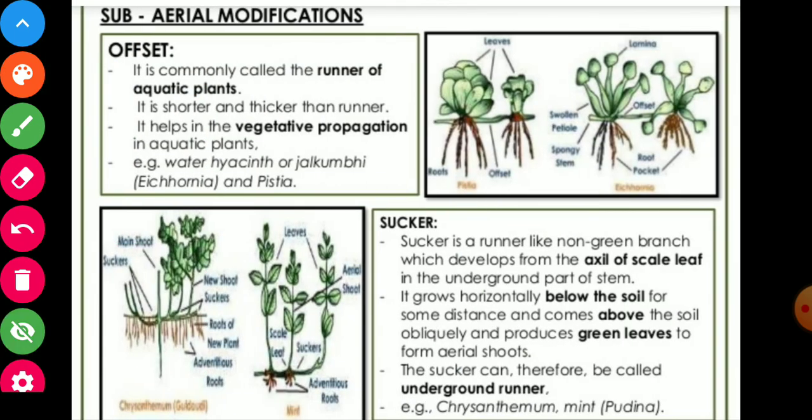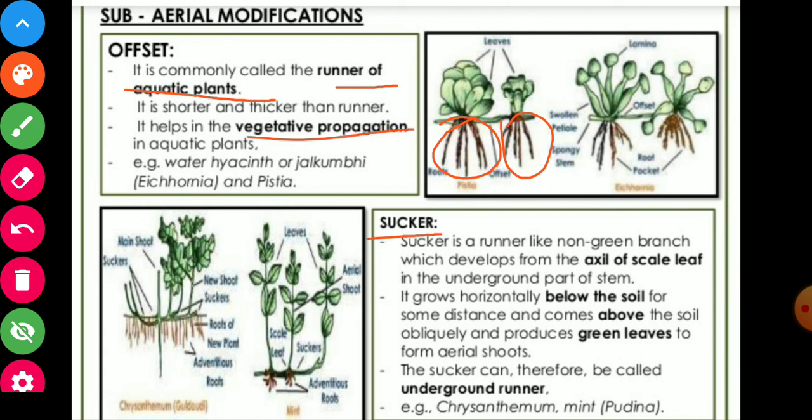Offset. So the structure of offset is like this. You can see this in Eichhornia and Pistia. It is commonly called a runner of the aquatic plants. They are also used for vegetative propagation.